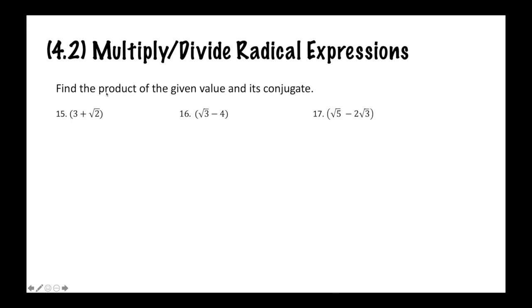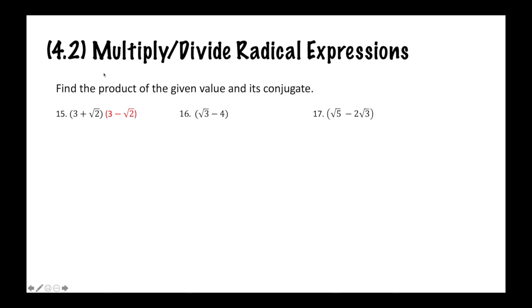We're going to find the product, which means we're going to multiply, of the given value, so like in 15, 3 plus root 2, and its conjugate. To come up with its conjugate, we leave the 3 plus root 2, and all we're going to do is change that plus to a minus. So its conjugate is 3 minus root 2. Now we multiply that out.